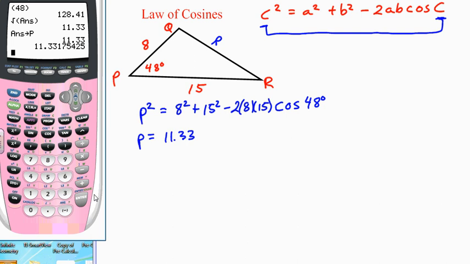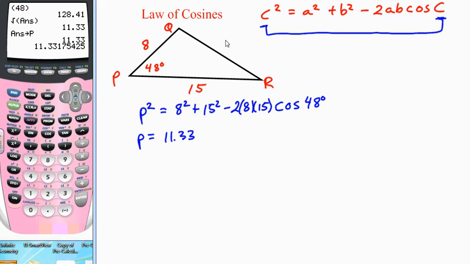Now you can use the law of sines to solve for other angles. Here's a big note. Do not try to use the law of sines when you're trying to find an angle that might be obtuse. So if you look at this triangle, Q might be obtuse. I don't know if it is or not, but it's the only angle in this triangle that could be obtuse because it's across from the biggest side. So I think I'm going to solve for angle R now.